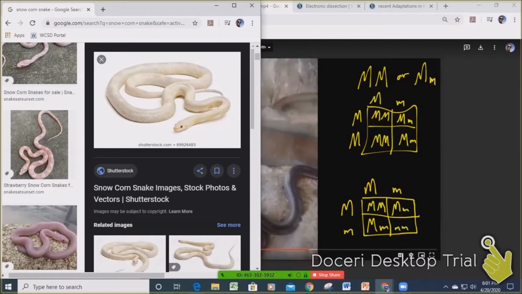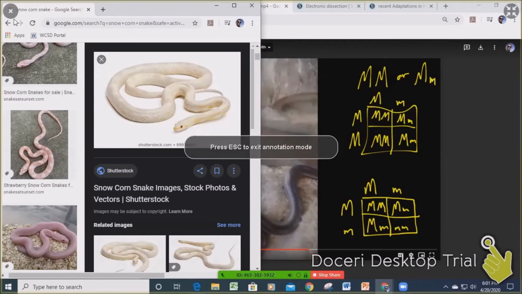However, I had about 17 babies and none of them came out snow corn. And then 2 of the babies made it again a few years later and none of them came out snow corn, which lets me know that at least one of these 2 anerythristic snakes is homozygous dominant for its melanin. It could be both of them are homozygous dominant, or it could be just one. There's no way to tell without doing some other stuff.